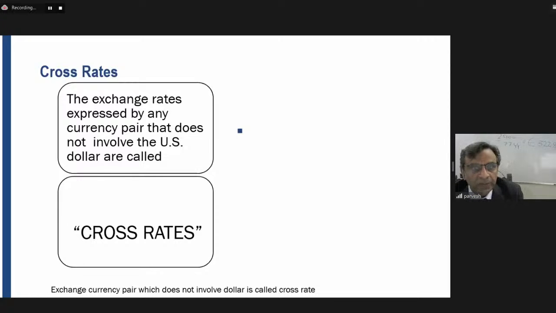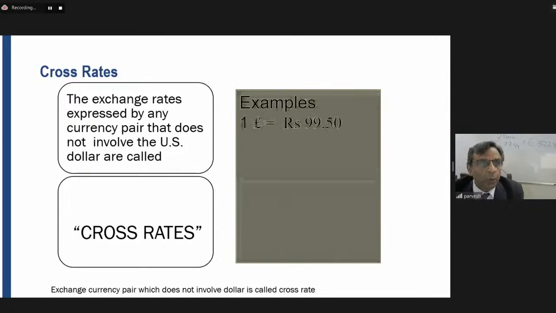Now the exchange rate, please pay focus here. The exchange rates expressed by any currency pair that does not involve US dollar are called cross rates. Now examples of cross rates are 1 pound is equal to so many rupees. Now this doesn't involve any dollar. Okay, so this is the cross rate. Okay, fine. Another example, 1 euro is equal to 90.55. This is also a cross rate because this is not a rate which is involving dollars. And why it is called cross rates, I'll just come to you shortly.